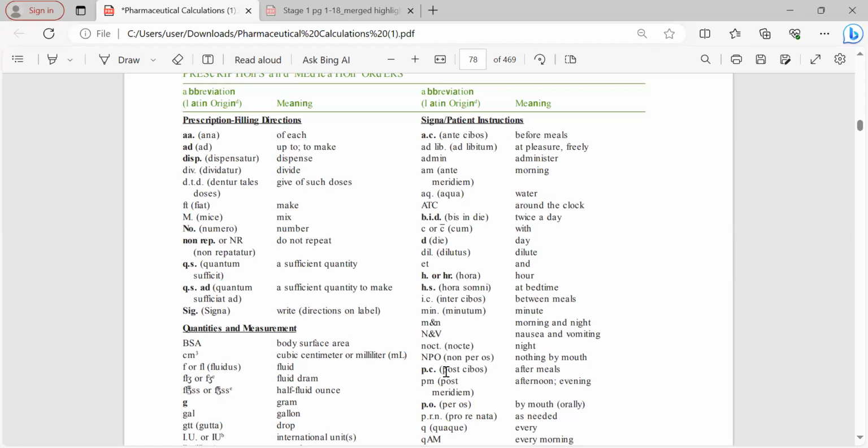Those ones are important. Then also for some of those drugs, instead of writing take every night or take PM, they write noct. That means at night. That one is also important. Then NPO or just PO, that is by mouth, oral.